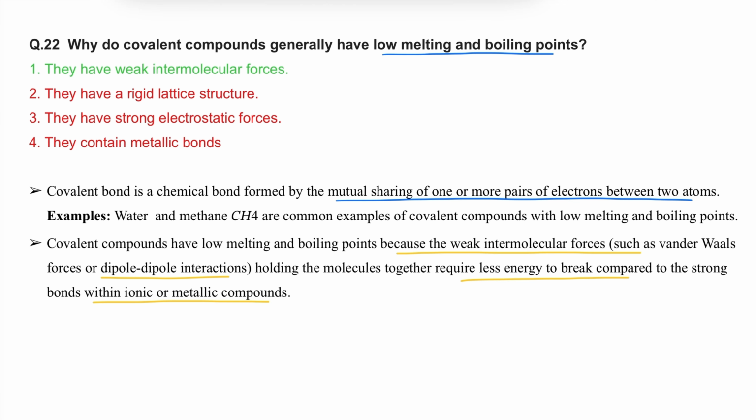Correct answer is weak intermolecular forces. Covalent bonds have weak intermolecular forces, hence it is having low melting and boiling points.